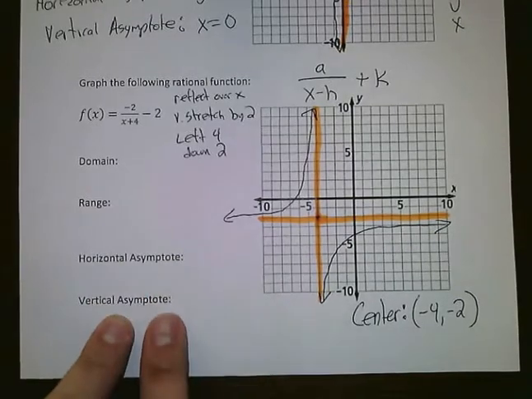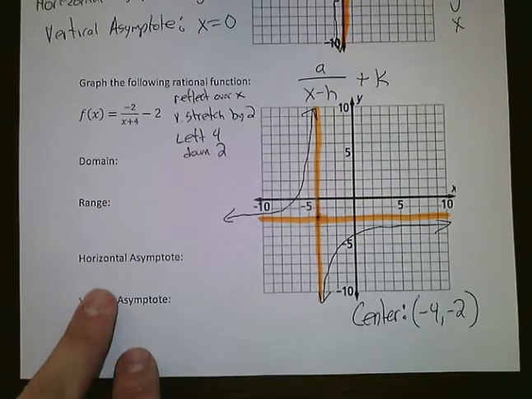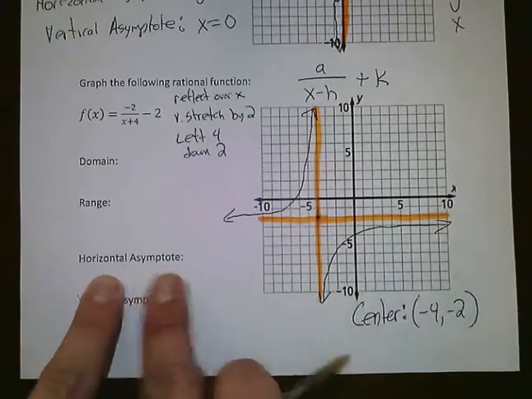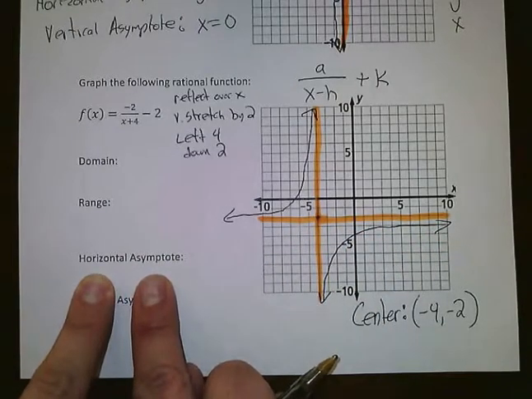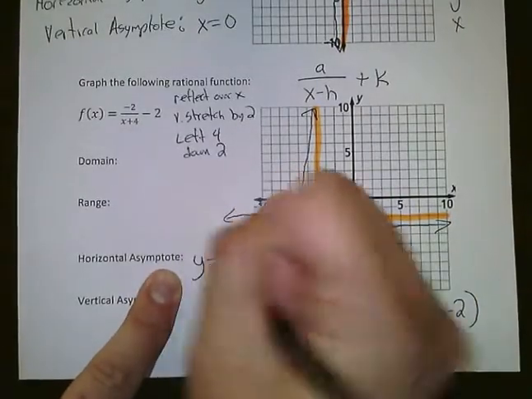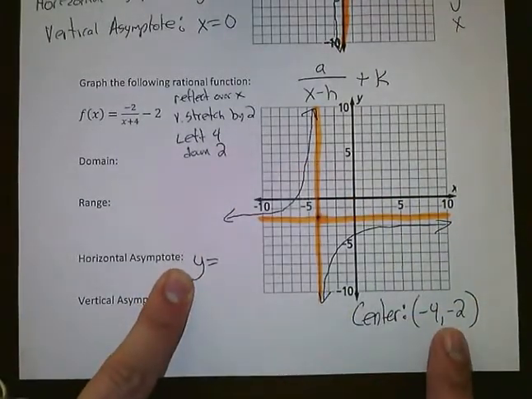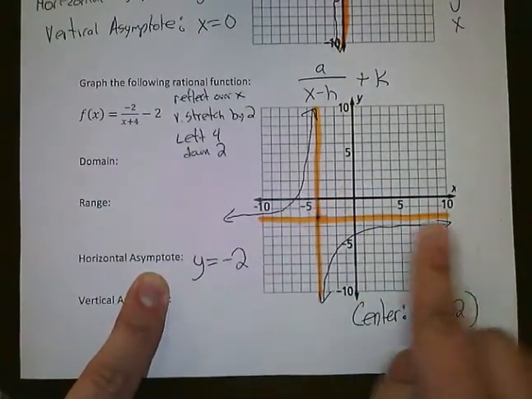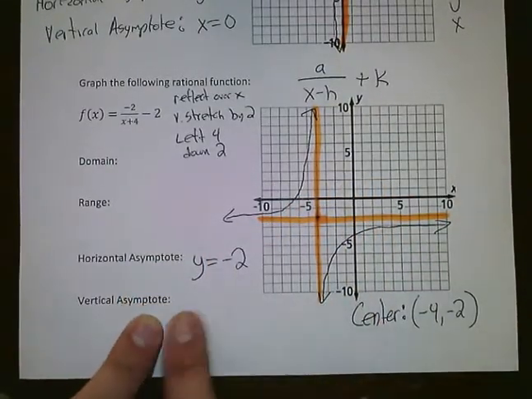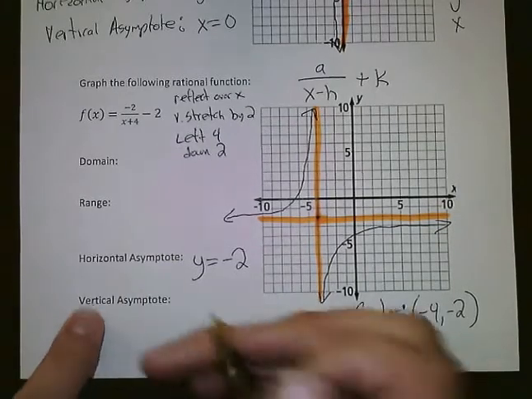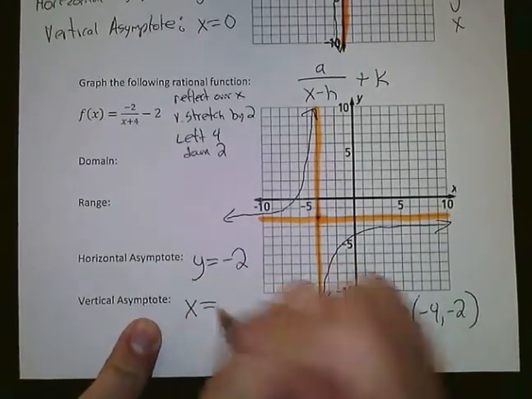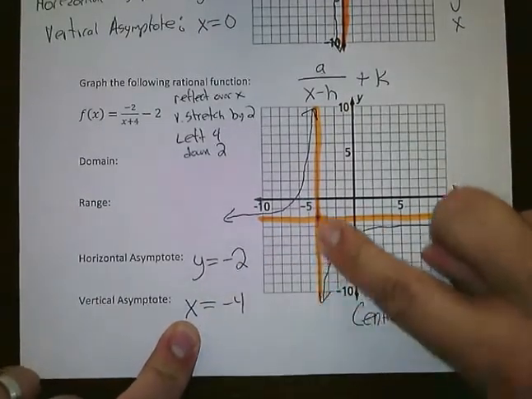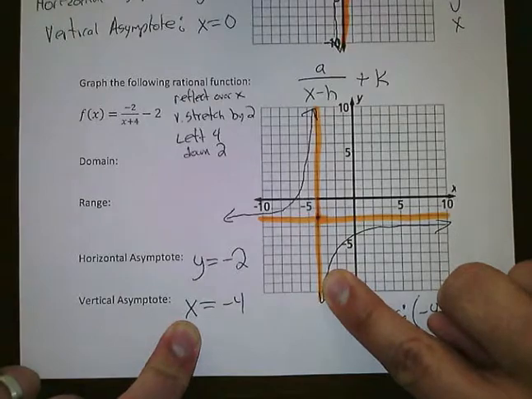So I start with my asymptotes first, then I work to the domain and range. Horizontal asymptote, I'm just looking for the equation of this horizontal line. Horizontal asymptote should make you think HOY, H-O-Y, the y value of that center point being -2. So the equation of this horizontal asymptote is y equals -2. Vertical asymptote, I'm thinking VUX, V-U-X, the x value there being -4. That is the equation of this vertical asymptote.